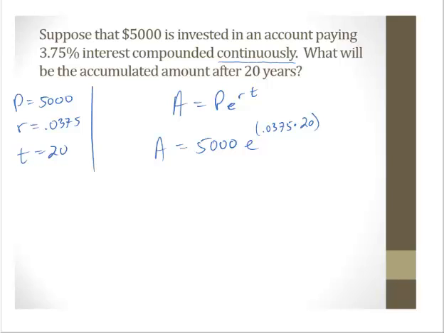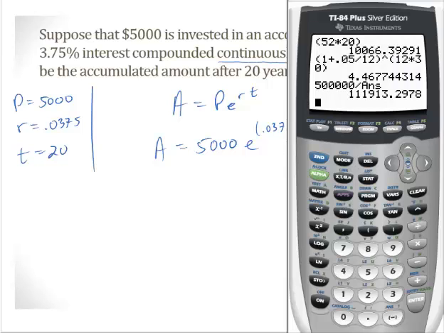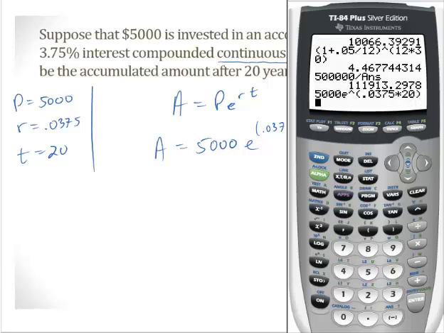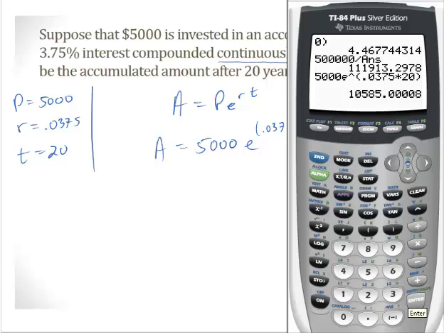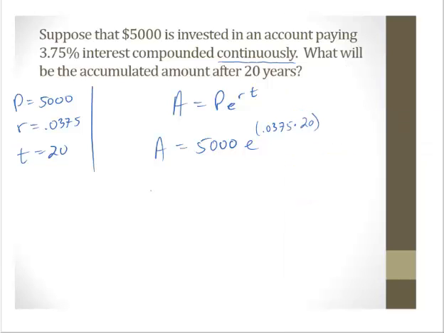Again, we'll use our calculator at this point. 5,000. Bring up our exponential. 0.0375 times 20. Close off the exponential, hit enter. $10,585.